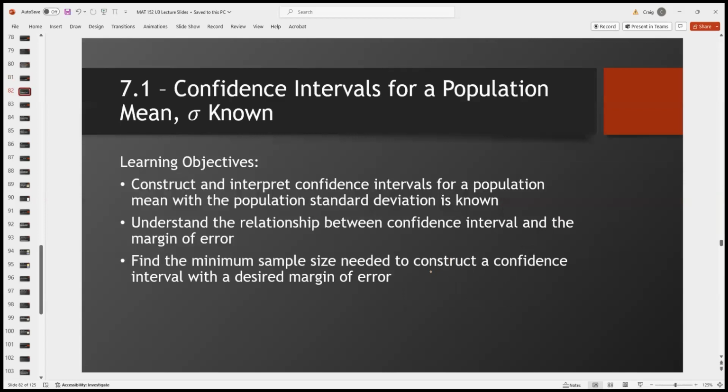Okay, so we're going to talk about how to find confidence intervals, what they mean, how to find the margin of error, and then how to figure out the minimum sample size. What's the smallest sample size we need to determine the answer to some question, if we know the margin of error that we want.